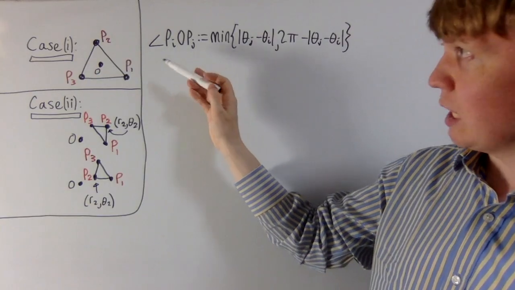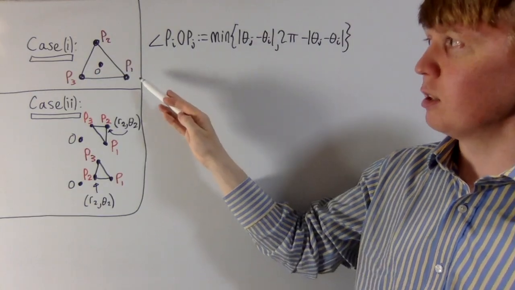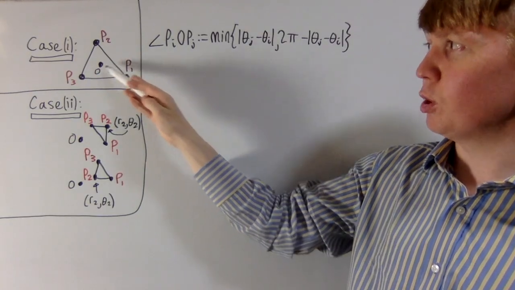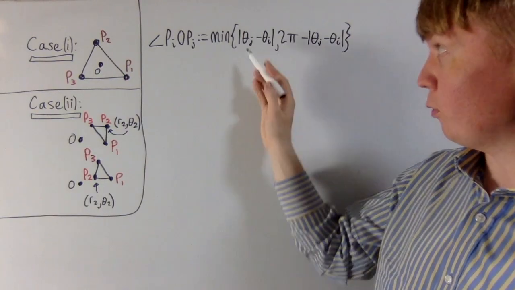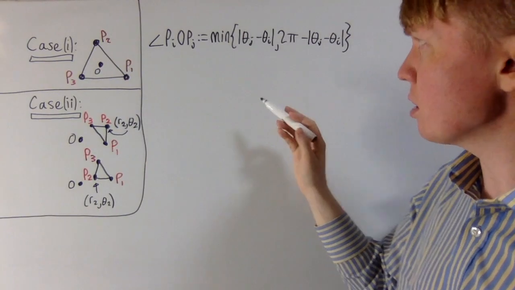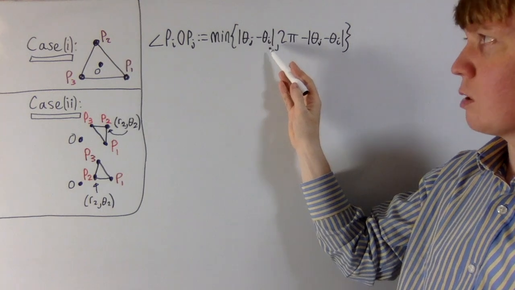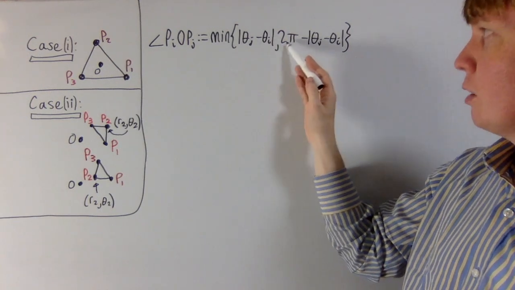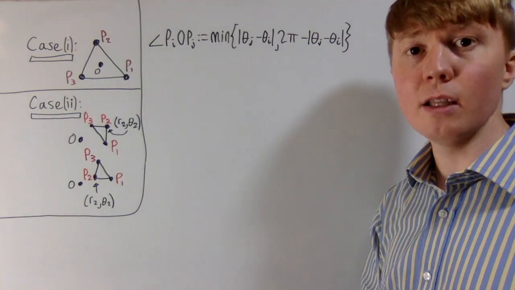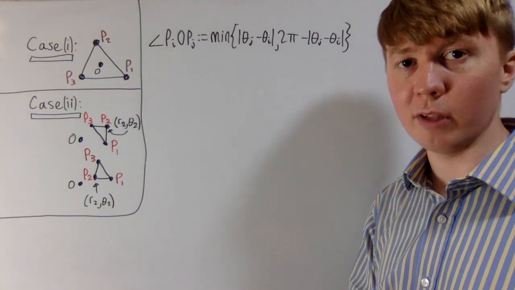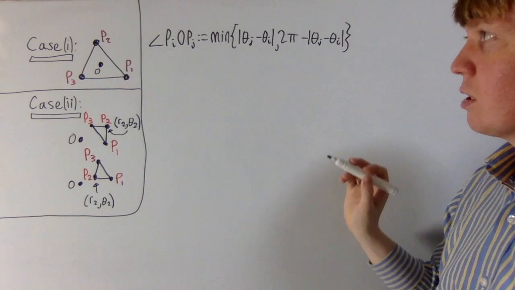So the first thing we need is a nice way of describing the non-reflex angle formed between a point, the origin, and another point. Basically to get this, we can look at the difference between our angles from our coordinates. We take the absolute value of this, but then also the minimum of this and 2 pi minus this angle. You can verify for yourself, this is going to guarantee that you get the non-reflex angle version by taking the minimum of these two.